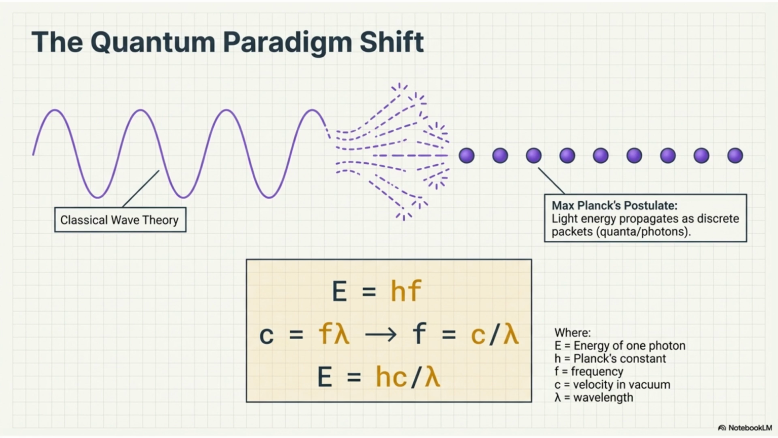Max Planck proposed a shift. Light energy propagates as discrete packets called quanta, or photons. This led to the fundamental relationship, E equals hf, linking energy and frequency.